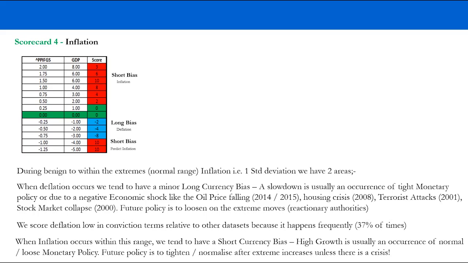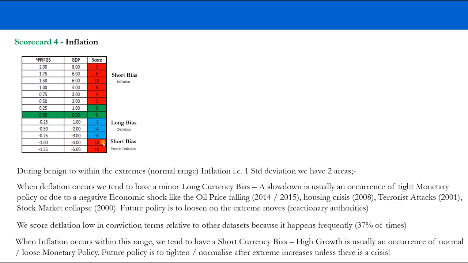If you filter in the spreadsheet for the negative values and correlate this read across to GDP and the dates, you'll see that there's a lot of data points that correspond to these time periods. And future policy is to loosen on the extreme moves. So reactionary authorities, the Fed reacting to large amounts of deflation.